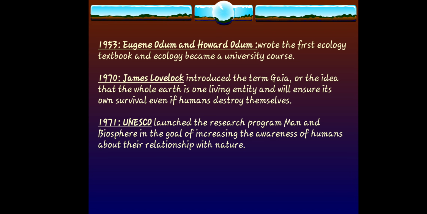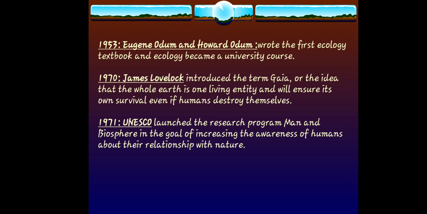So in 1970, James Lovelock introduced the term Gaia, the idea that the whole earth is one living entity and will ensure its own survival even if humans destroy themselves. Okay? So this is the work of Mr. James Lovelock. Okay. Next, for 1971, this is not a certain person but a certain organization.